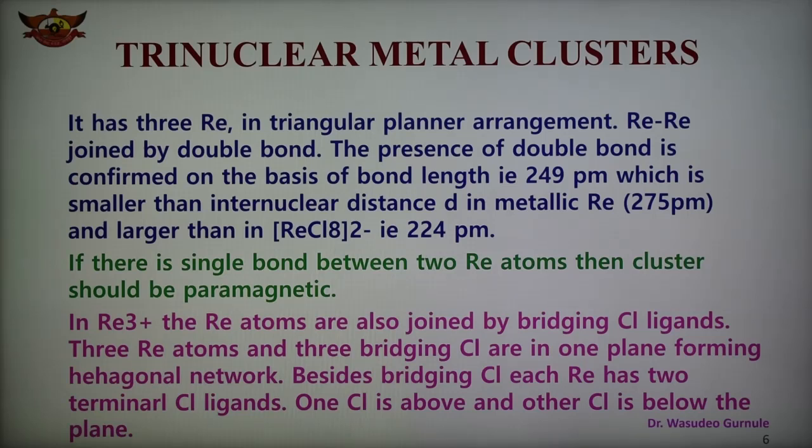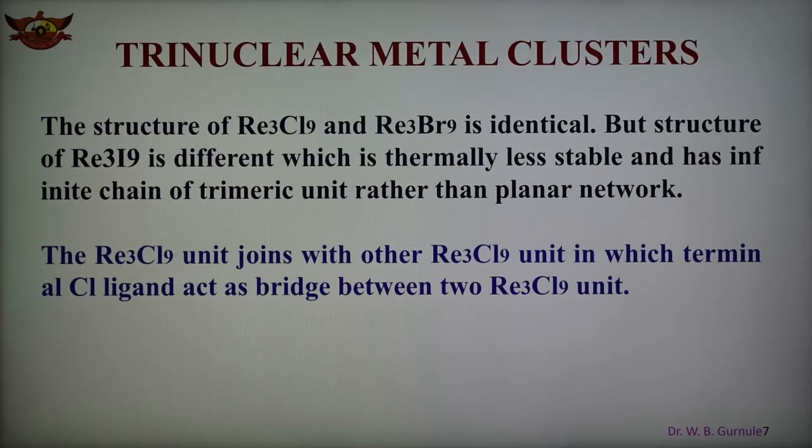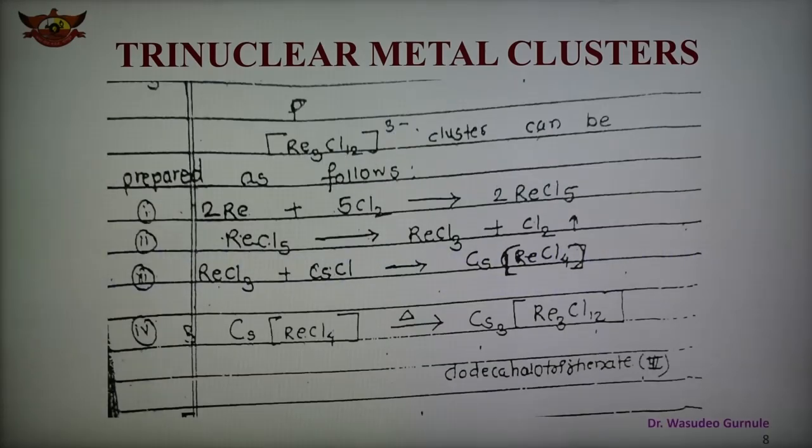The Re3Cl9 unit is joined with another Re3Cl9 unit, in which one of the terminal Cl ligands acts as a bridge between the two Re3Cl9 units. So the structure of this compound is shown here. This is an important compound, and here is shown how it is prepared. Now the Re3Cl12 cluster compound can be obtained. The reaction is shown here.